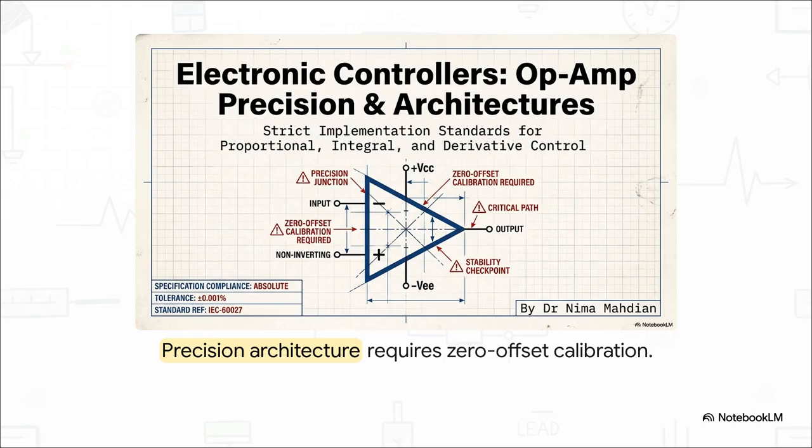Right off the bat, you have to notice the sheer demand for exactness here. Check out the precision junction and the critical path laid out on this schematic. We're looking at the fundamental triangle of the op-amp, but what's really highlighted here is the absolute, non-negotiable need for zero offset calibration. You know, in control systems, a millimeter of theoretical error basically turns into a mile of industrial catastrophe. Maintaining stability means you have to strictly adhere to specification compliance. And we're talking about tolerances as tight as plus or minus 0.0001%.